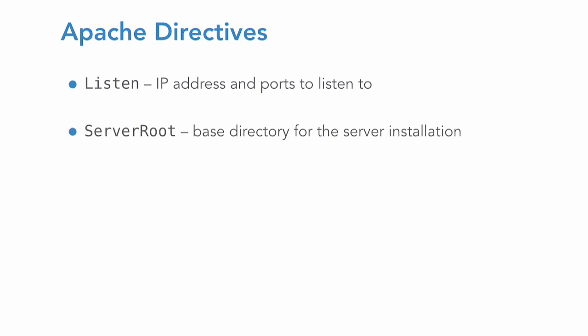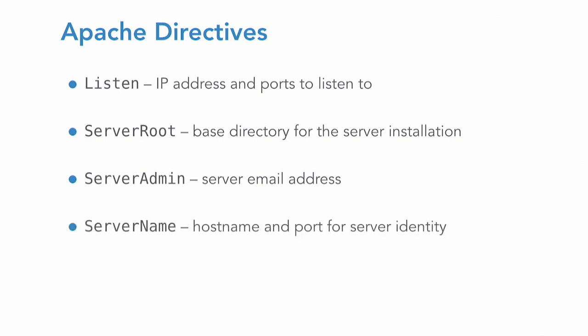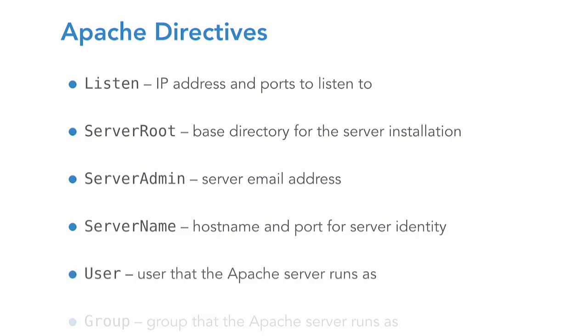ServerRoot is the base directory for the server installation. ServerAdmin is the email address that the server includes in messages sent to the client. ServerName is the host name and port that the server uses to identify itself. User is the user that the Apache server runs as. Group is the group that the Apache server runs as.